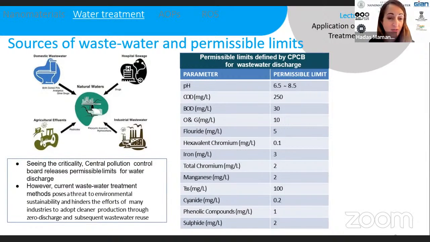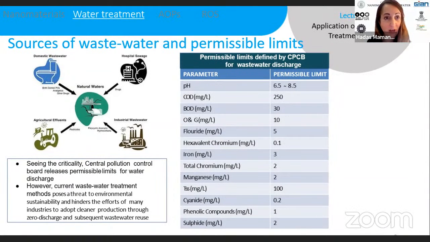Because for many industries, it's very difficult to follow the zero liquid discharge regulations that are required, and therefore that has many impacts. But if we look at the permissible limits for wastewater discharge, we have limits on the pH, the chemical oxygen demand, the biochemical oxygen demand, oil and grease, fluoride, chromium, iron, manganese, total suspended solids, phenols, sulfide, and so on. So there are limits to the treatment.